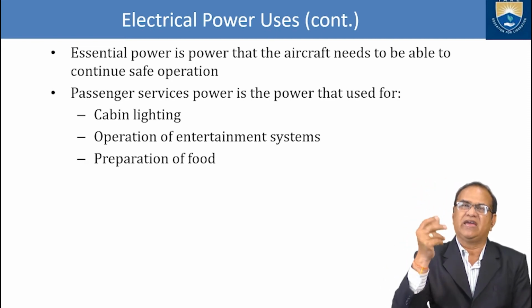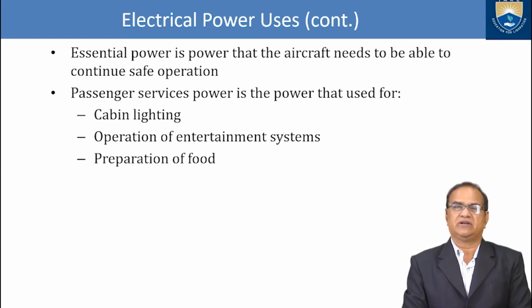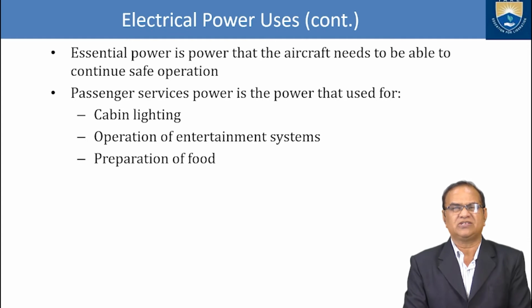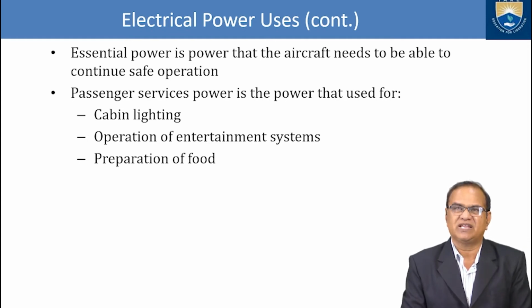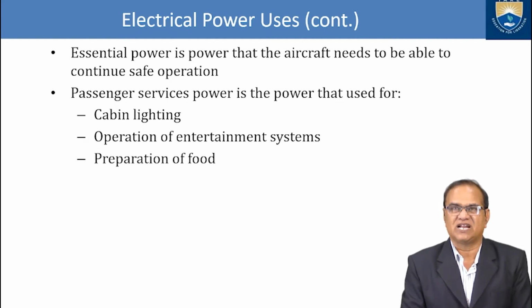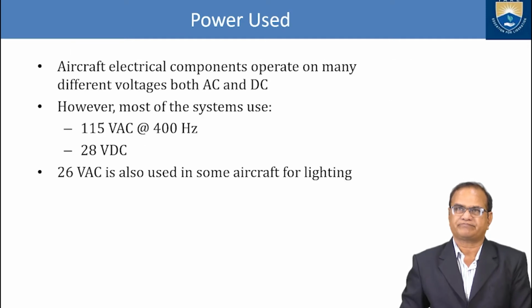You can make the air conditioning, and operate the entertainment systems. Your small TV is in front of you that you can operate. Preparation of the food, you can heat your food. These all things are used for passenger purposes. These are not very essential, but they are also for the comfort of the passenger. We should also make sure that these services are working with proper electrical power.